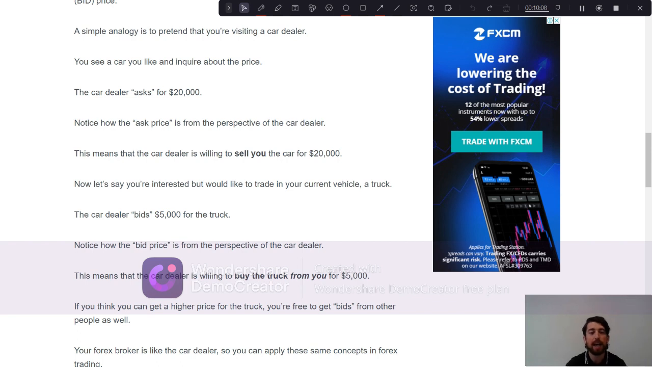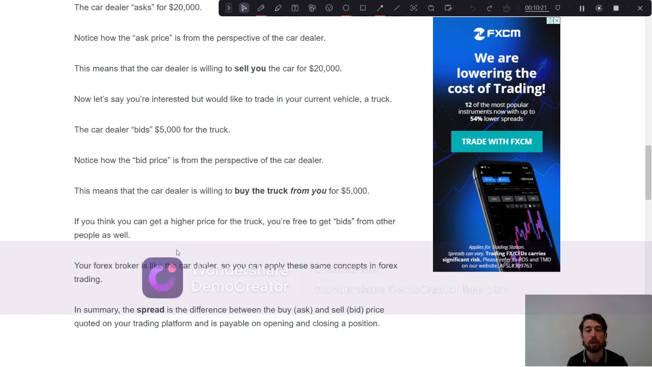But say you are interested, but you want to trade in your current vehicle, a truck. The dealer bids $5,000 for the truck. Notice how the bid price is from the perspective of the car dealer. This means the car dealer is willing to buy the truck from you for $5,000. If you think you can get a higher price for the truck, you're free to get bids from other people as well. Other brokers, in this case, when you're hopping into the market.